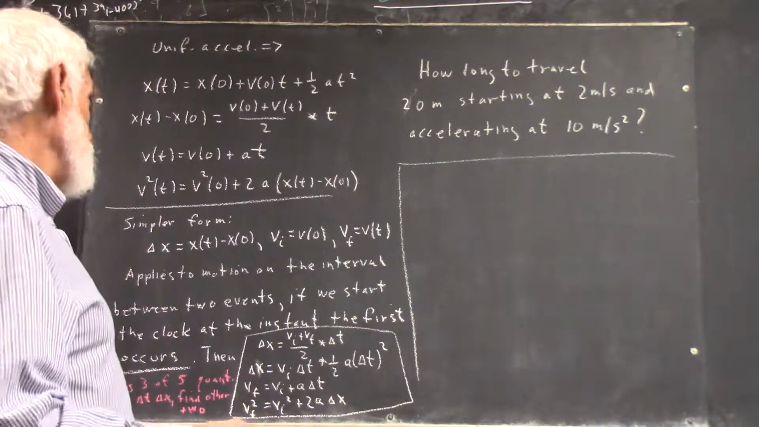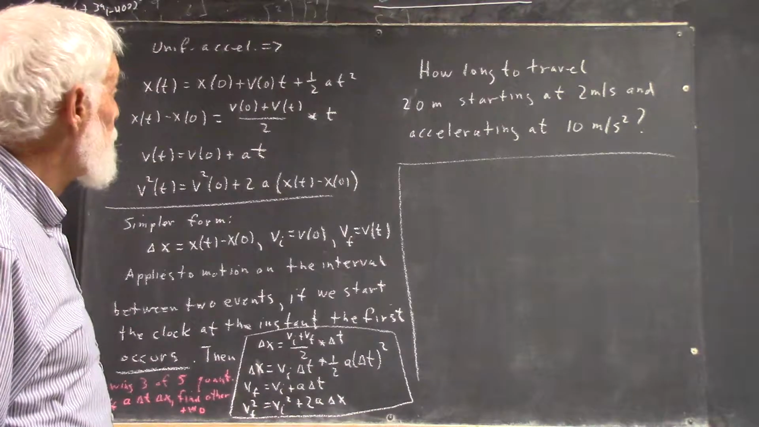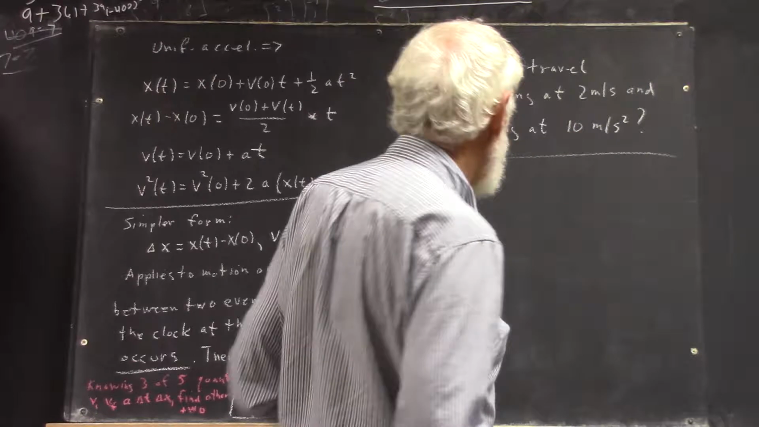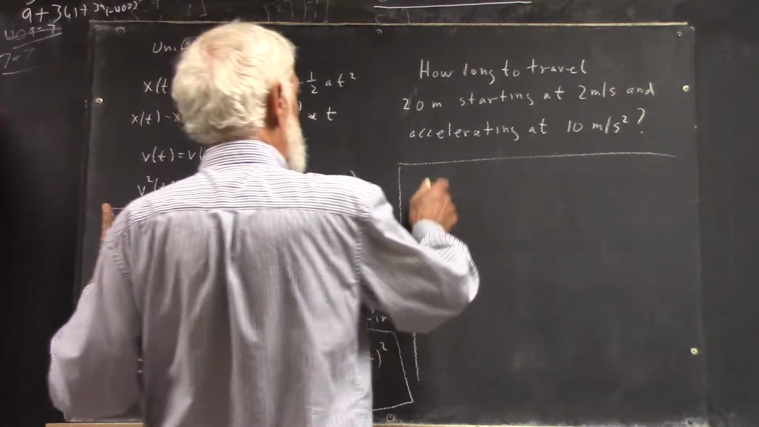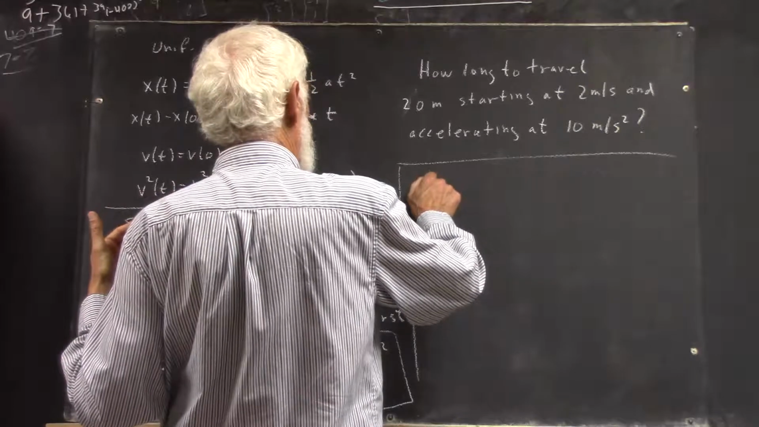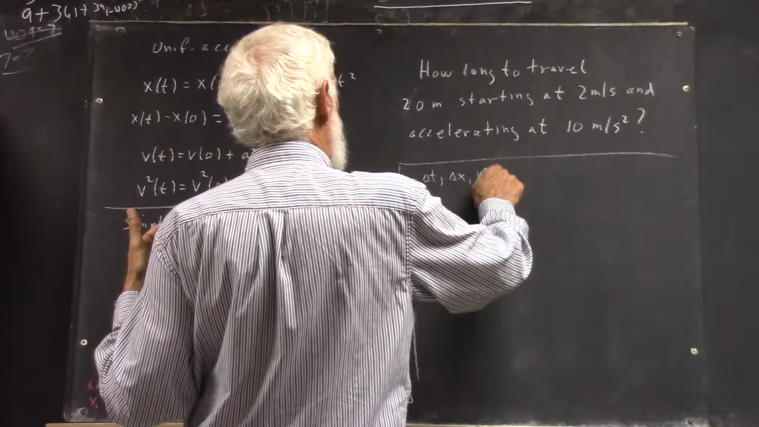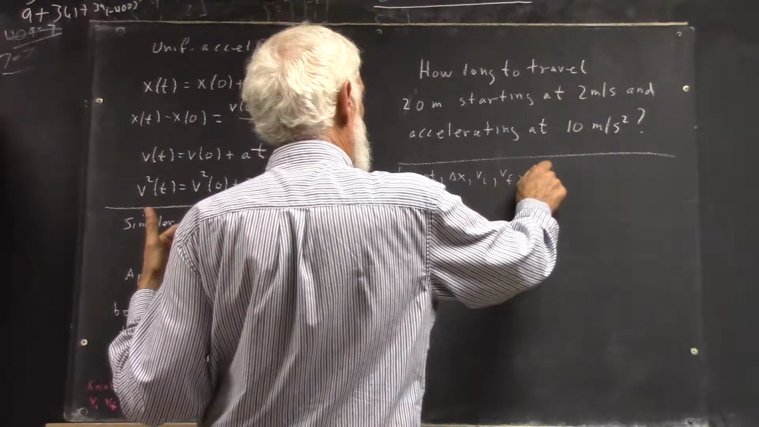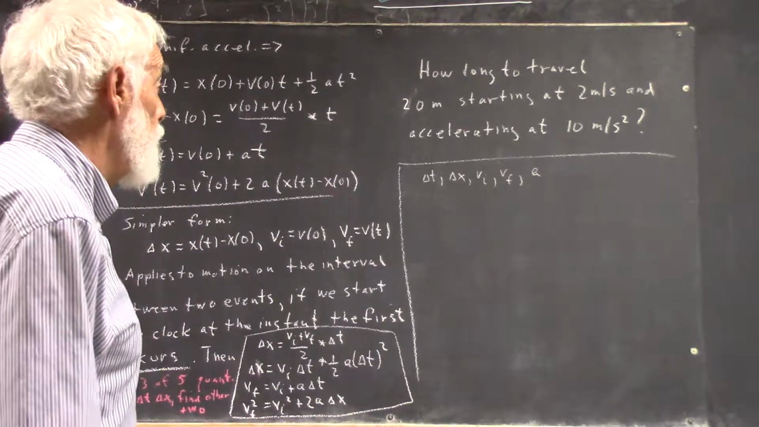So let's do an easy problem using these equations. Okay? How long does it take to travel 20 meters starting at 2 meters per second, accelerating at 10 meters per second squared? Well, I say, okay, let's list our quantities. We have delta t, delta x, vi, vf, and a. Okay? Which quantities do we know?